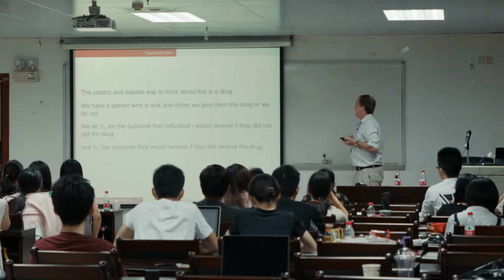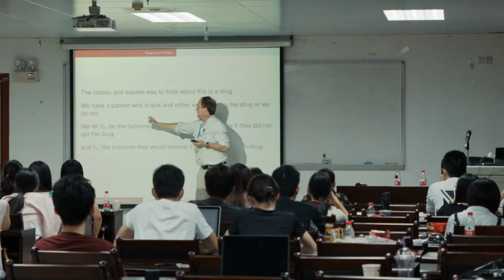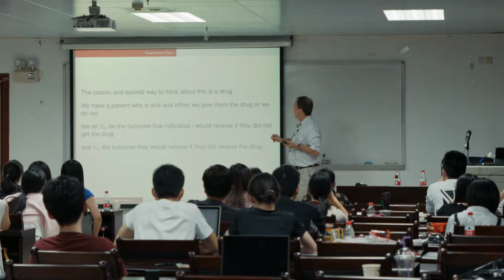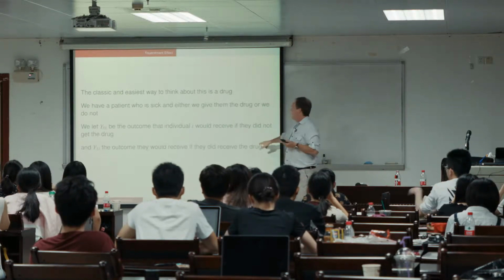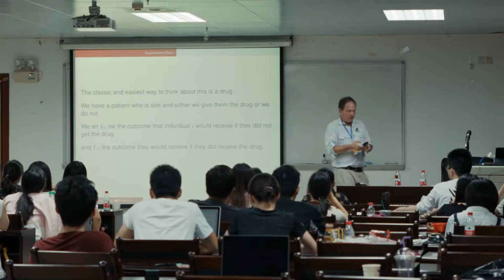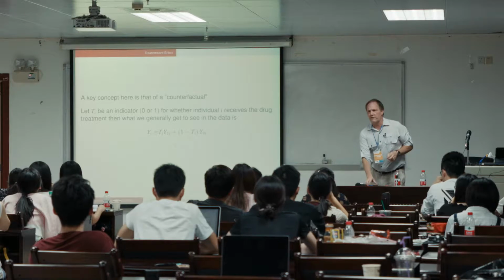Okay? Now the key thing here is we're going to use this counterfactual notation. So Y0i is going to be the outcome that individual i would receive if they did not get the drug, and Y1i is going to be the outcome they would receive if they do get the drug. And what's key here is counterfactual.